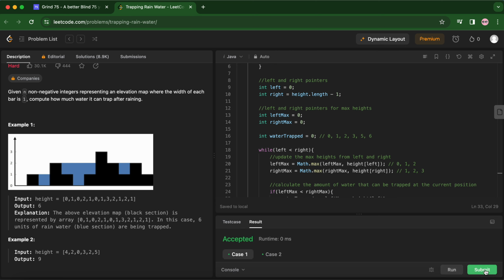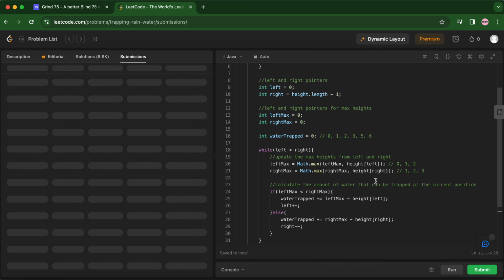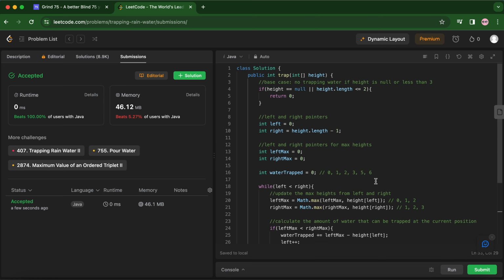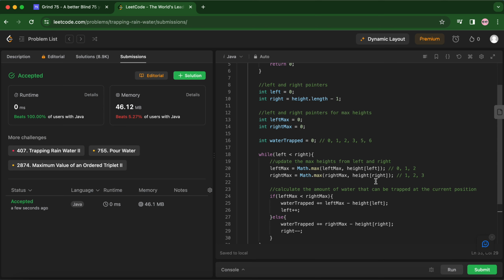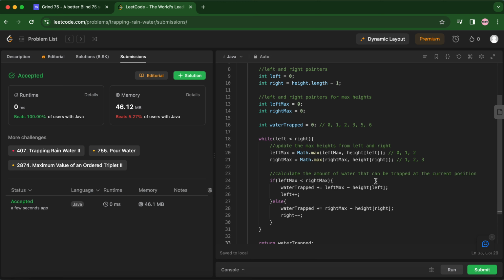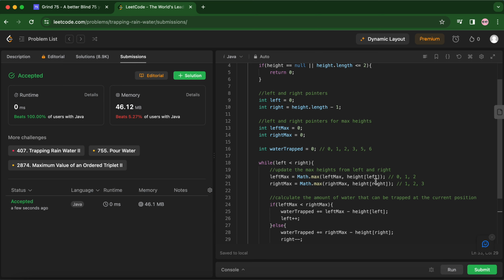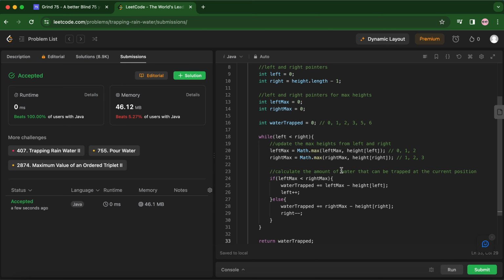Okay, great. Let's submit. Great, beats 100% of the users. Okay. I was thinking this is a very common approach. Generally, it is a common approach, but yeah, maybe some people wouldn't have taken this. But okay, great. So it's a very simple solution.